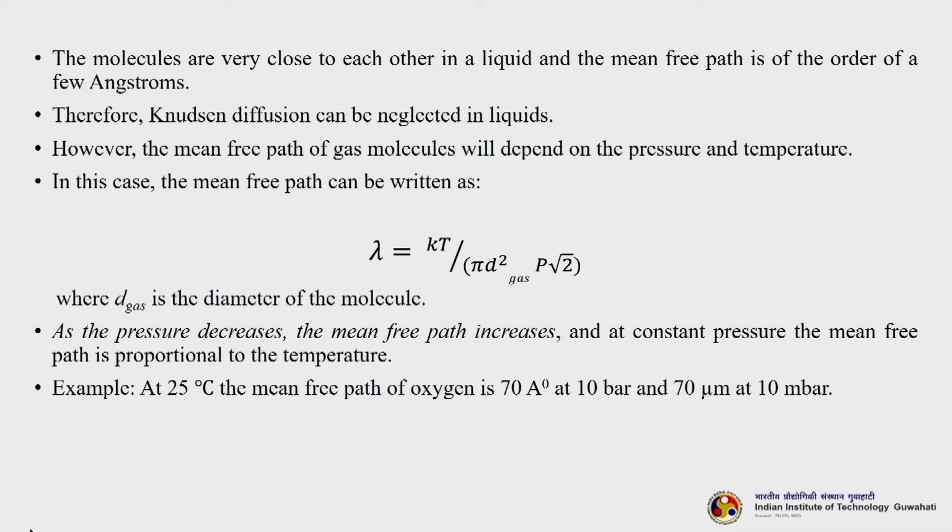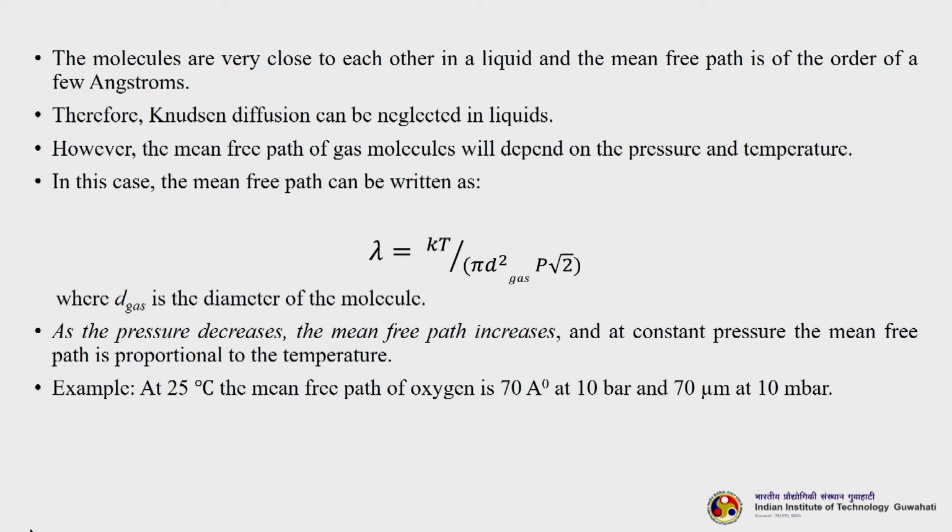So, lambda is the mean free path. Lambda equals kT divided by pi d_gas squared P under root 2, where d_gas is the diameter of the molecule. Now, as you can see, as the pressure decreases, the mean free path increases. Whenever the pressure decreases, the mean free path will increase. At constant pressure, the mean free path is proportional to the temperature.